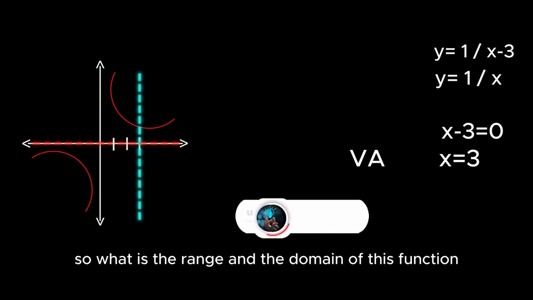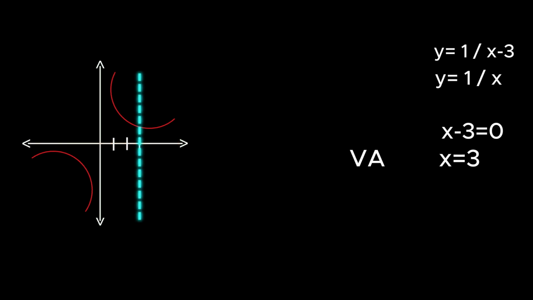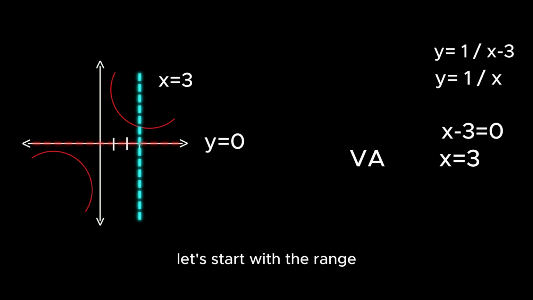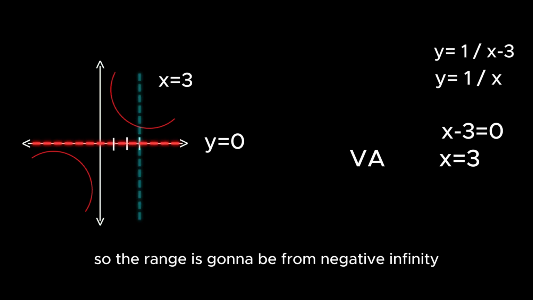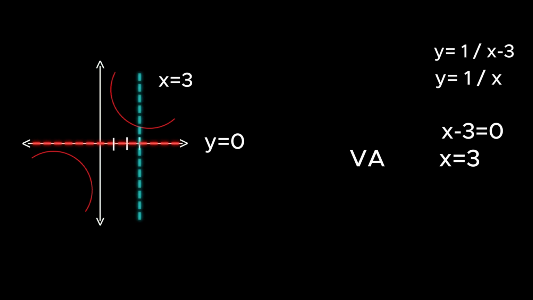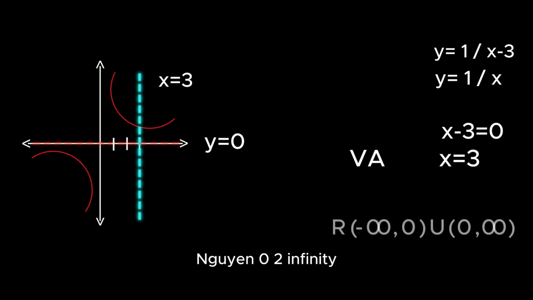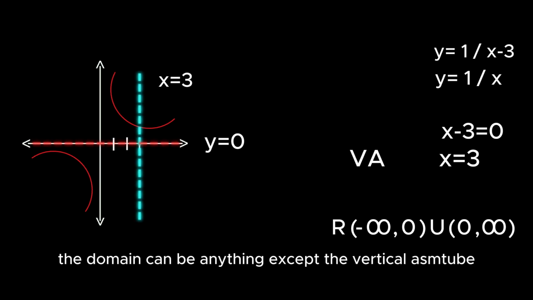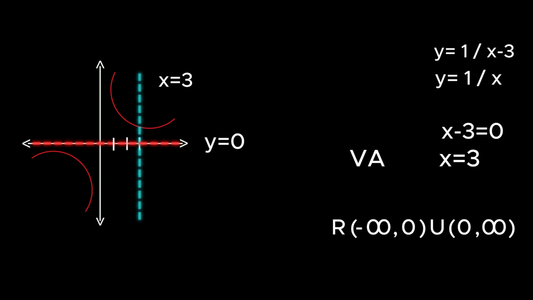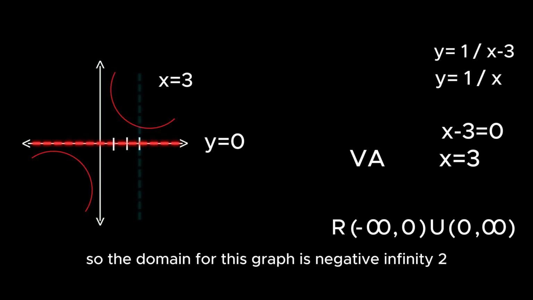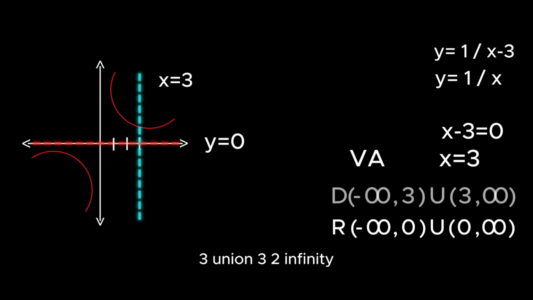So what is the range and the domain of this function? Let's start with the range. The range could be anything except the horizontal asymptote. So the range is going to be from negative infinity to 0, union 0 to infinity. Now, the domain could be anything except the vertical asymptote. So the domain for this graph is negative infinity to 3, union 3 to infinity.